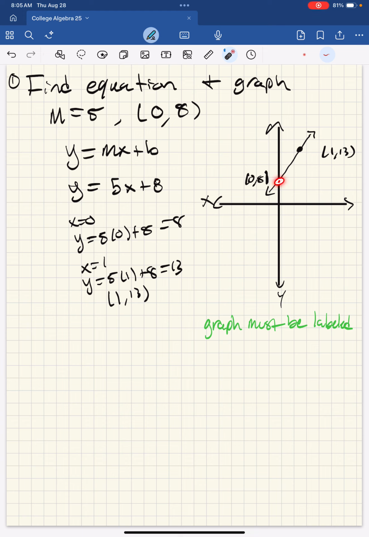So plot (0, 8). Now to find any other point, you pick an x value in the domain. So non-vertical lines have domain all real numbers. So I just chose x equals 1, plug that in, and get 13 for the y. Plot that point, label, draw the line through your 2 points.